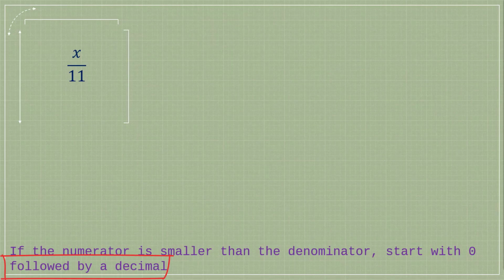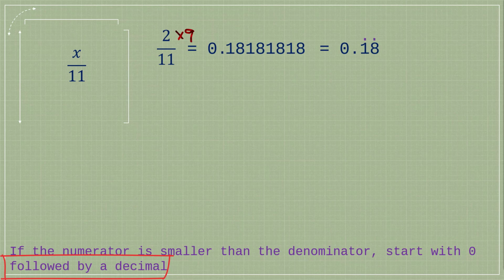Fractions with 11 follow the same steps, except you multiply the numerator by 9. 2 over 11. The numerator is smaller than the denominator, so we start with 0. The next step is very easy. Multiply the numerator by 9 and you have your answer. 2 times 9 is 18. Since both the digits 1 and 8 are recurring, we put a dot above both digits.